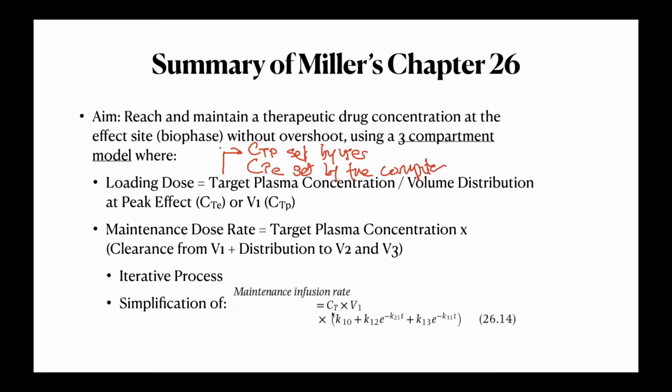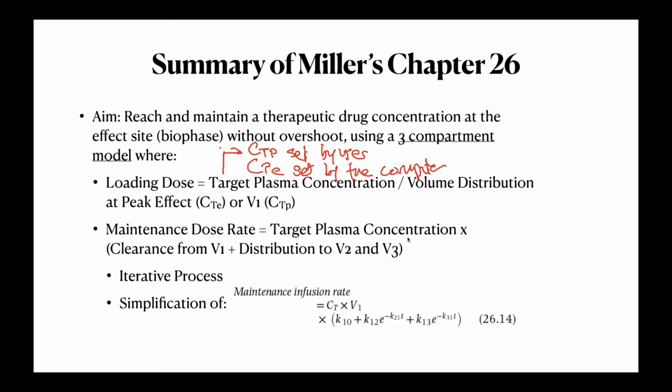So this is your target plasma concentration multiplied by your central compartment multiplied by the rate constants. These are the rate constants that are affecting your central compartment, which is K10, which is your clearance. And this exponential decay function describes the distribution to V2. And this exponential decay function describes the distribution to V3. And it's just a summary of what I've described here.